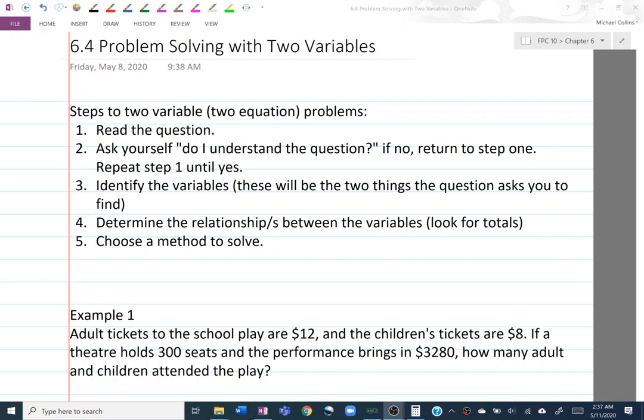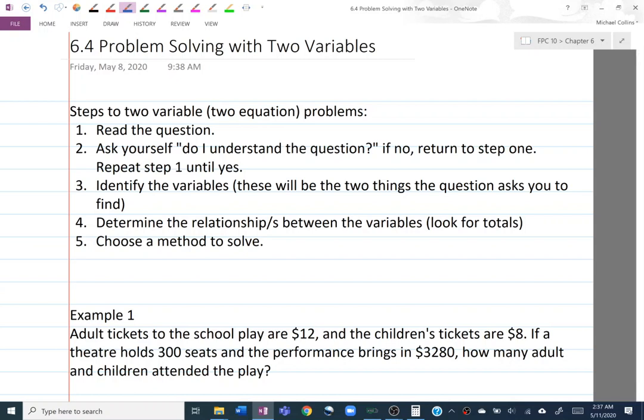Again, with each word problem section we do, it adds a little bit of a layer of complexity. What they're adding here is that you now have a linear system to solve, which means you're going to have to find two equations, not just one, and then solve the system. So I wrote down a couple of steps that I think people will find useful.